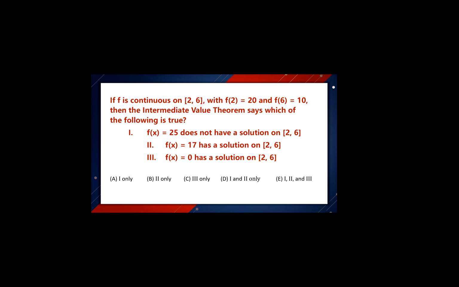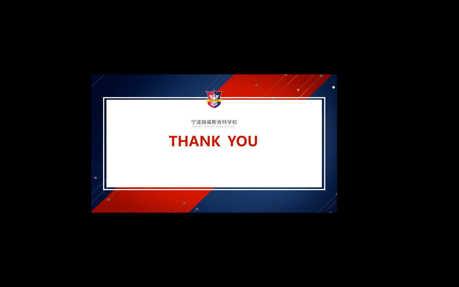Come to the last question. If f is continuous on 2 to 6 with f(2) equal to 20 and f(6) equal to 10, then the intermediate value theorem says which of the following is true. According to this theorem, we can easily find out that the first one and the third one are totally false. Based on the theorem, we can tell that the second answer is the only correct answer. Then we can choose B here. That's all. Thanks for listening.